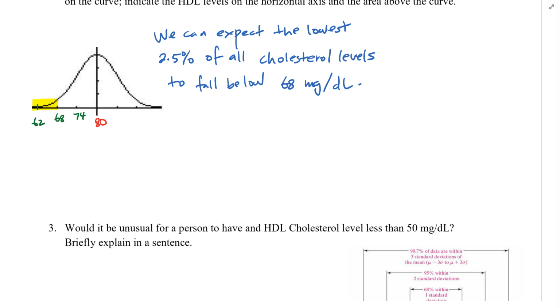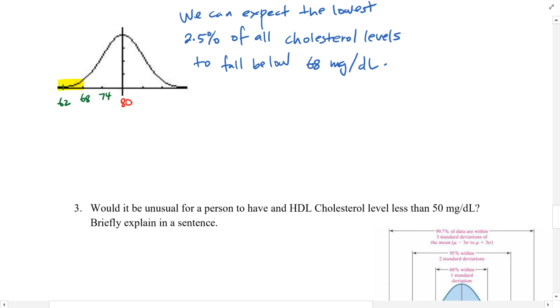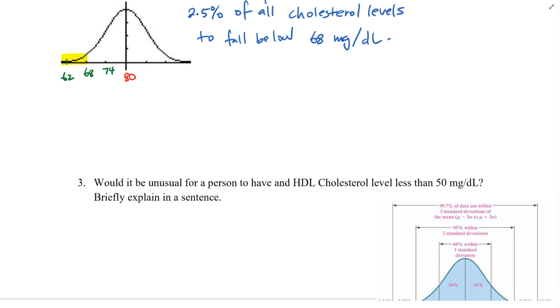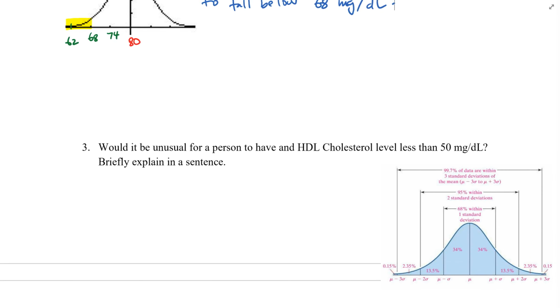And number 3, would it be unusual for a person to have an HDL cholesterol level less than 50 milligrams per dl? Let's explain that. Okay, let's think about it. Unusual means that the probability of happening is less than 5%. So 50 mg per dl, if I would draw it, let's use the graph we did earlier, it will be below the next one.